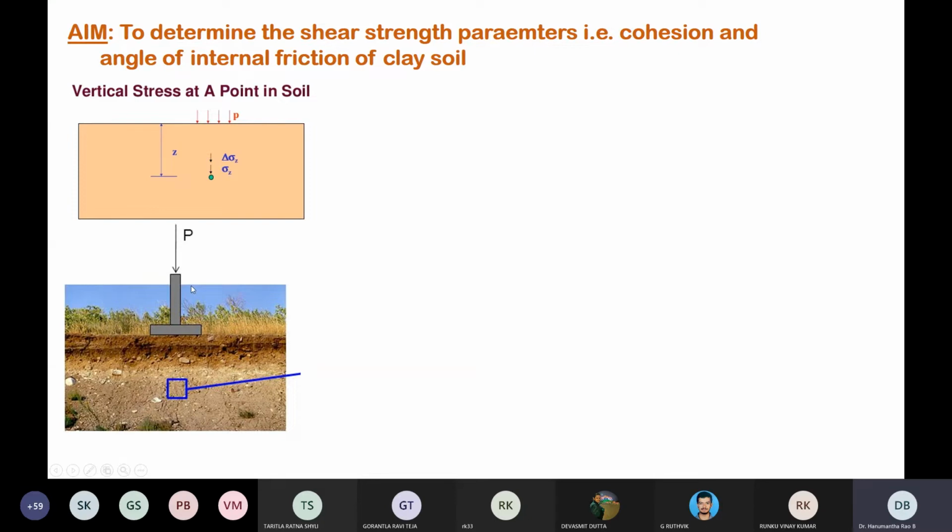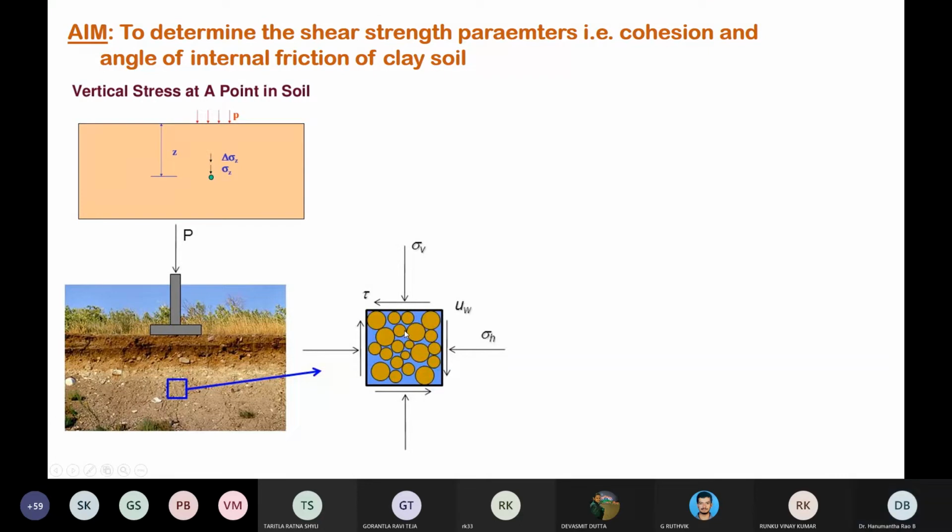So this is what I was explaining, since we are dealing with the UCS test, unconfined compressive strength. If you take a small element from a depth of Z below the ground, the stresses that will act on that particular element are the vertical, that is sigma V, lateral, that is sigma H, shear, that is tau, then the pressure because of the water, that is pore water pressure.